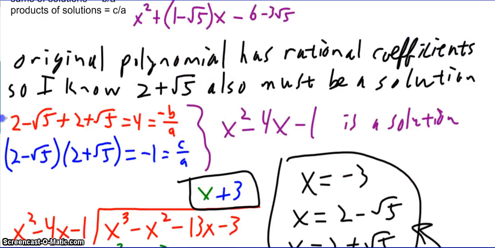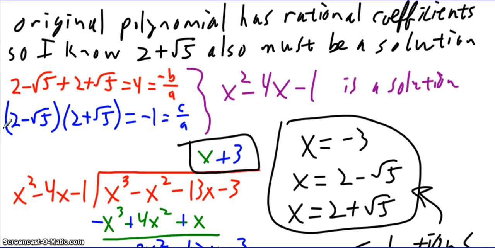So now I'm going to use my knowledge of the sum of the solutions and the product of the solutions. I know 2 minus root 5 plus 2 plus root 5 is 4, which is the opposite of b over a, so b has to be negative 4. And 2 minus root 5 times 2 plus root 5 is negative 1, so c has to be negative 1.